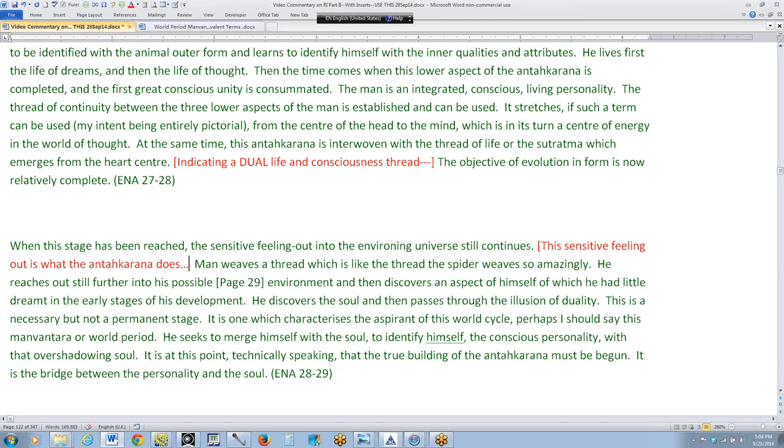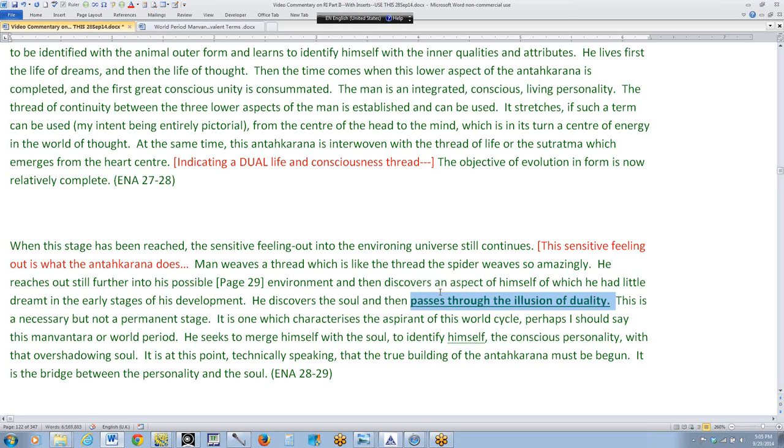Man weaves a thread which is like the thread the spider weaves so amazingly. He reaches out still further into his possible environment and then discovers an aspect of himself which he had little dreamt in the earlier stages. He discovers the soul and then passes through the illusion of duality, and can be quite a lengthy illusion. He thinks of himself as being two things. Later, these two are fused together into a kind of continuous consciousness. This is a necessary but not permanent stage.